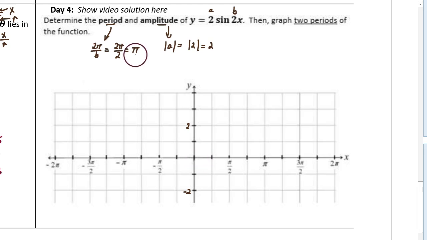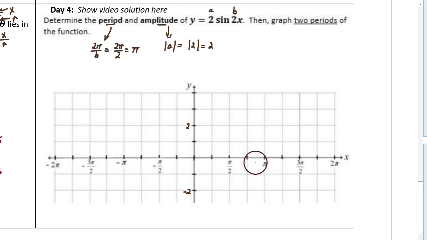Because the period is pi units, between 0 and pi, we will have 1 period of the curve. And that period of the curve will have 5 important dots. It will cross through the x-axis in 3 places, and one of the dots would be a maximum and one of the dots would be a minimum.